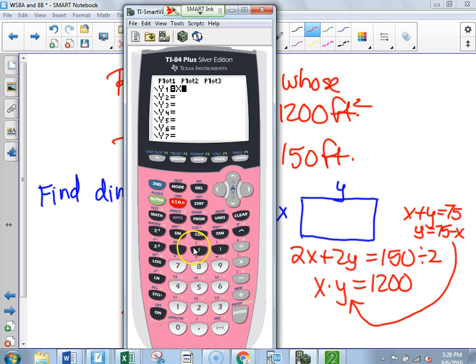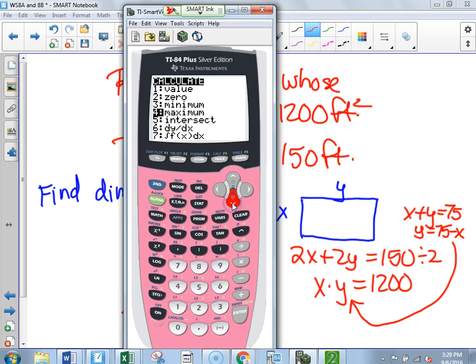Okay, help me, I forgot. X times 75 minus x, and 1200. And then my window, I'm going to go 0 to 75. And I actually want to set it this time. I want to go up to 1200, right? I'm just going to put in 1500 so that I can see. Ooh, two numbers. Why are there two solutions? One's actually the length and one's the width.